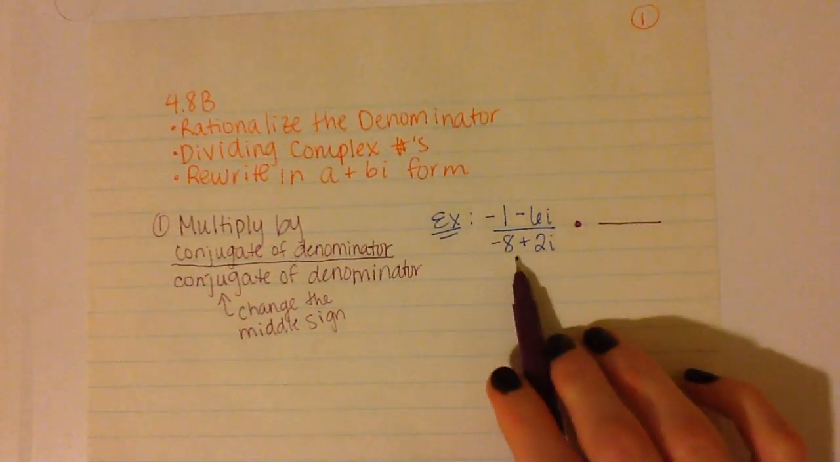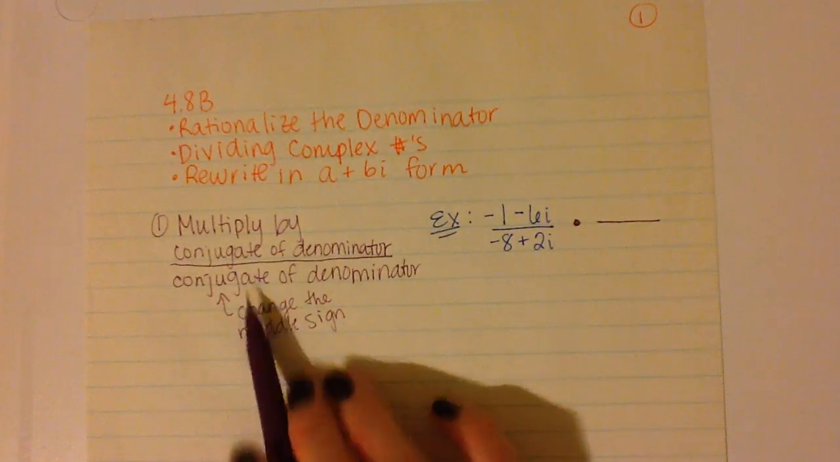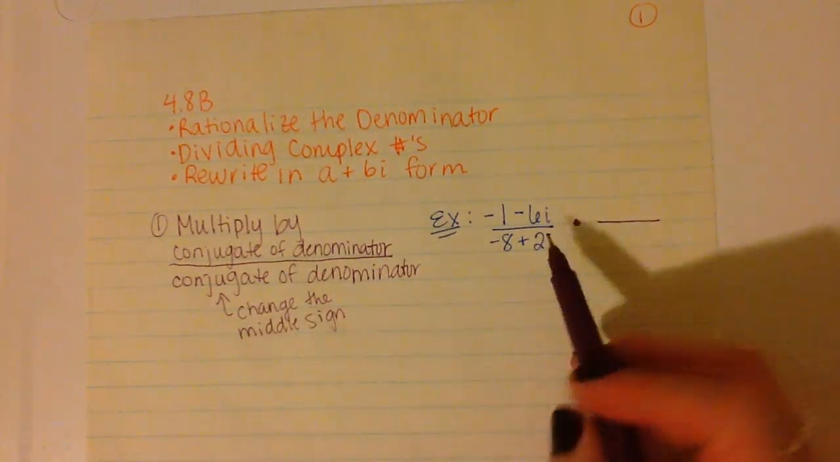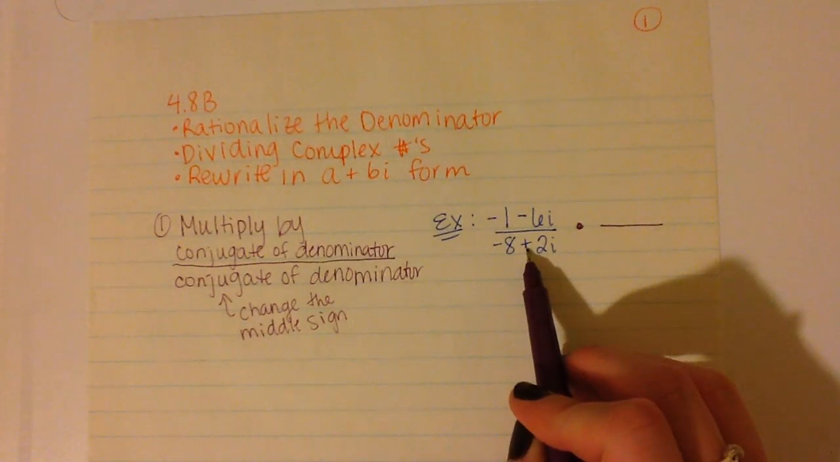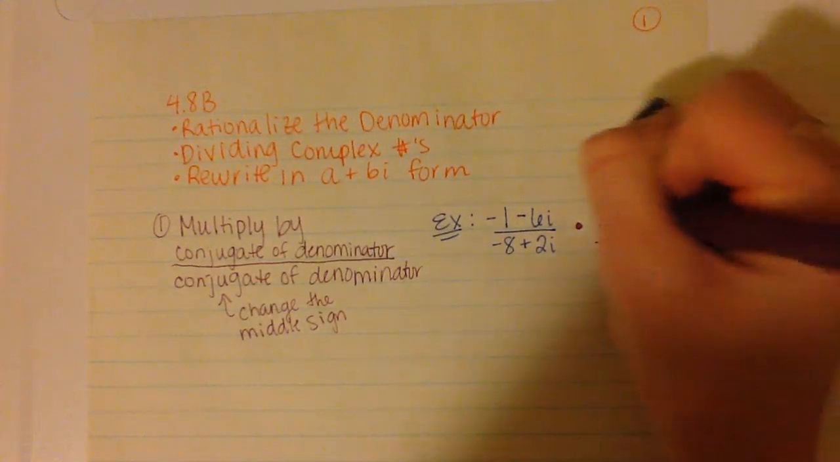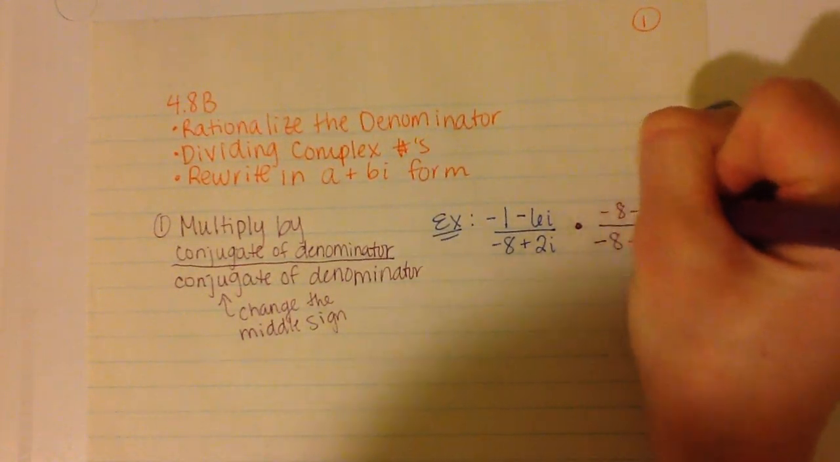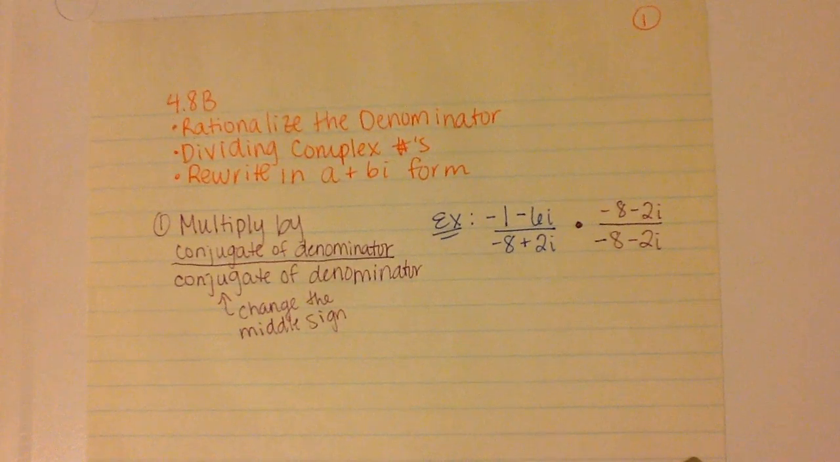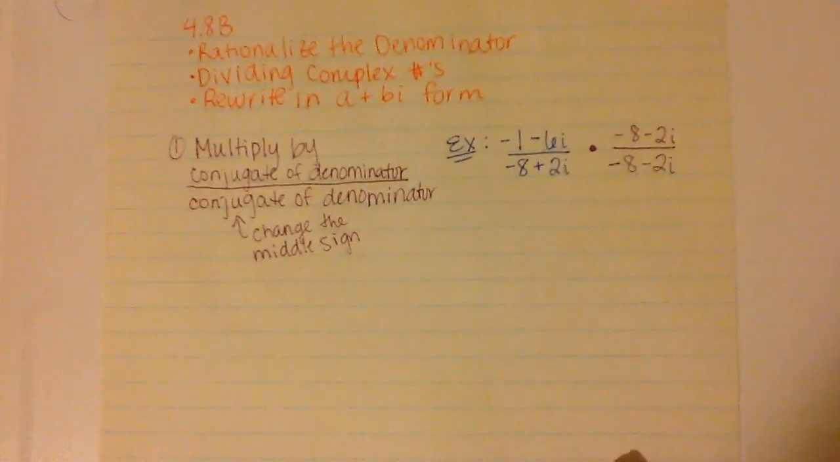So if we have negative 8 plus 2i as the denominator, the conjugate means to just change the middle sign, we're changing the middle sign right there. Right now it's a plus, so we're going to change it to a minus. So our conjugate would be negative 8 minus 2i. So that's step number 1.